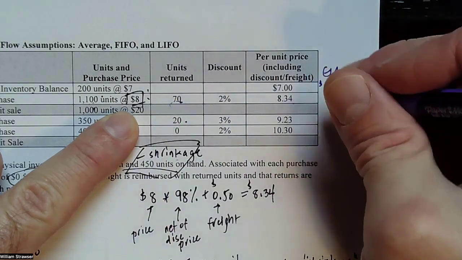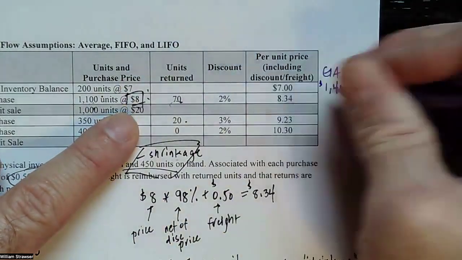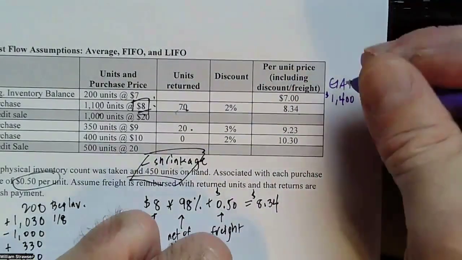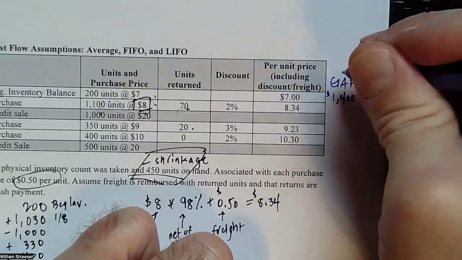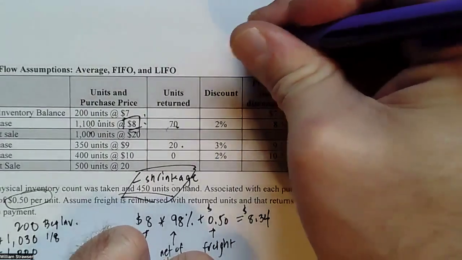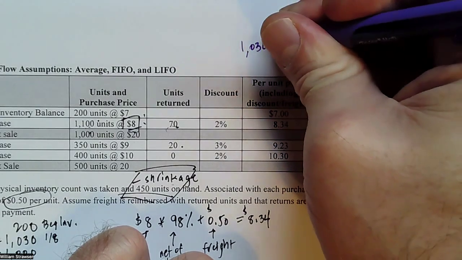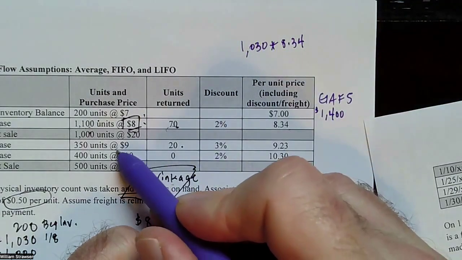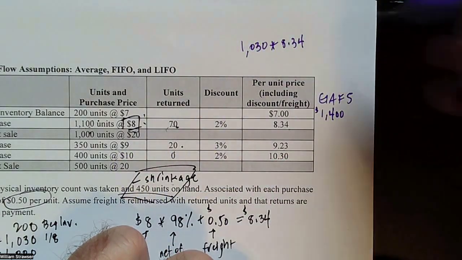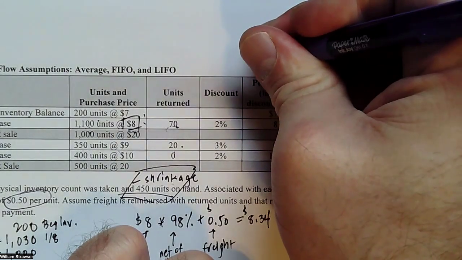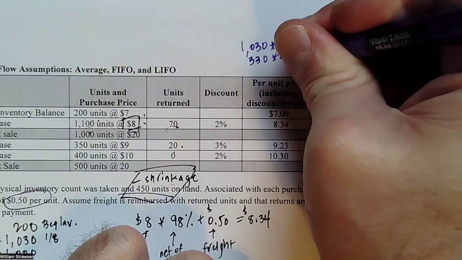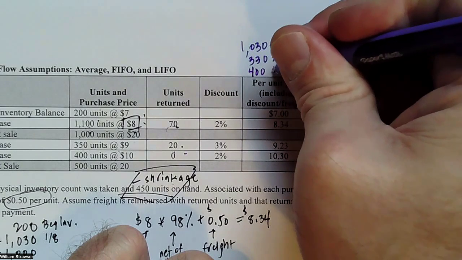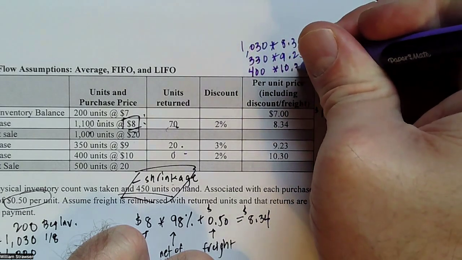So we're going to take 1,030. Where can I put that math? This might not have been the best place to write it in retrospect. 1,030. I'll just make sure you see the math up here and then write the number down below times 8.34. Here we're going to do 330 times 9.23 because we returned 20. And here we didn't return any, so I take the full 400 and multiply it by $10.30.